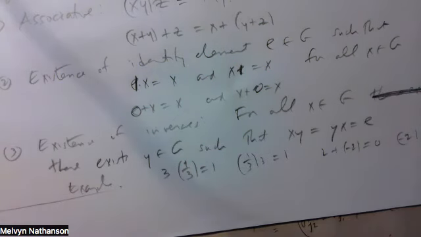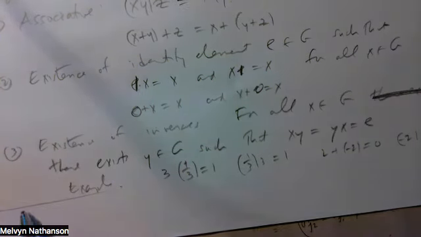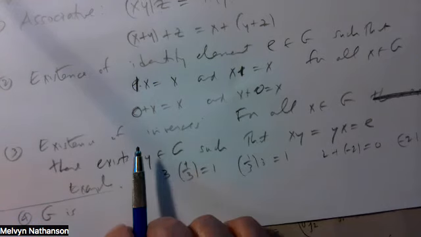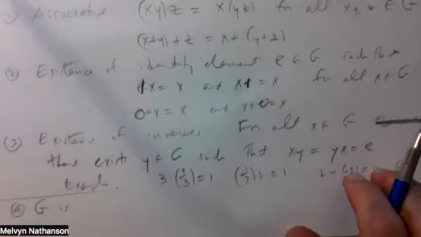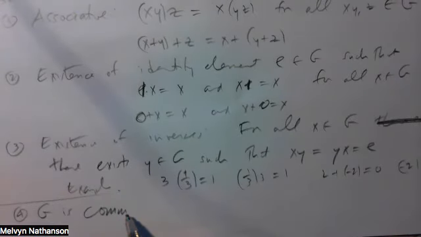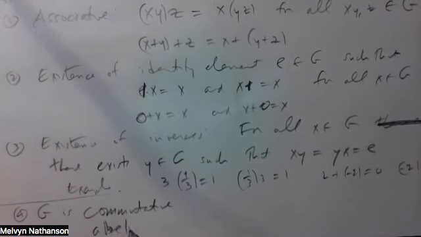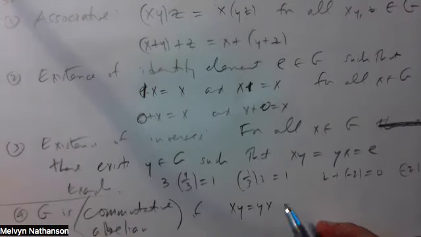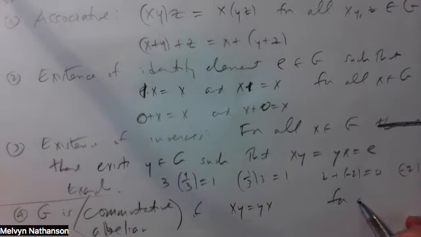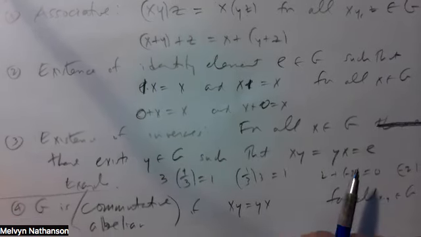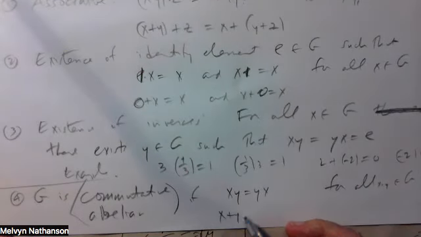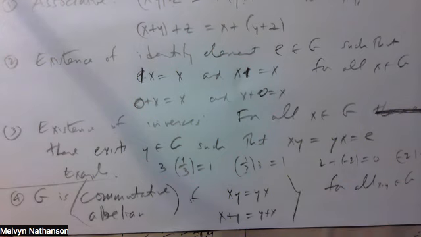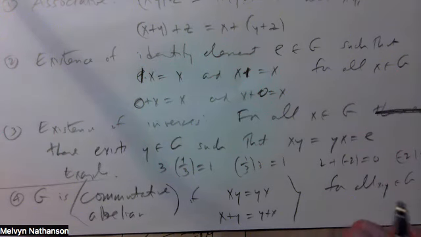There's one other property that some groups have, but not all groups. We say that G is commutative, and a synonym is abelian, if x times y is y times x for all x and y in the group. Or if you were writing this additively, x plus y equals y plus x. Again, for all x and y in the group. So that's all a group, that's what a group is.